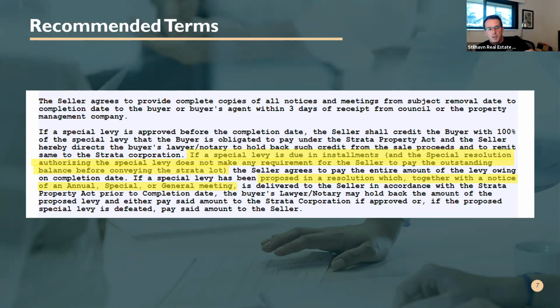So I see a lot of special levies, like if a special levy is proposed, there's a holdback. Well, what's a proposal? That they're talking about changing the carpets in a year, or that they're talking about redoing the roof, and then you end up with people interpreting it differently. The only way a real proposal can be done for a special levy is in an annual, special, or general meeting.